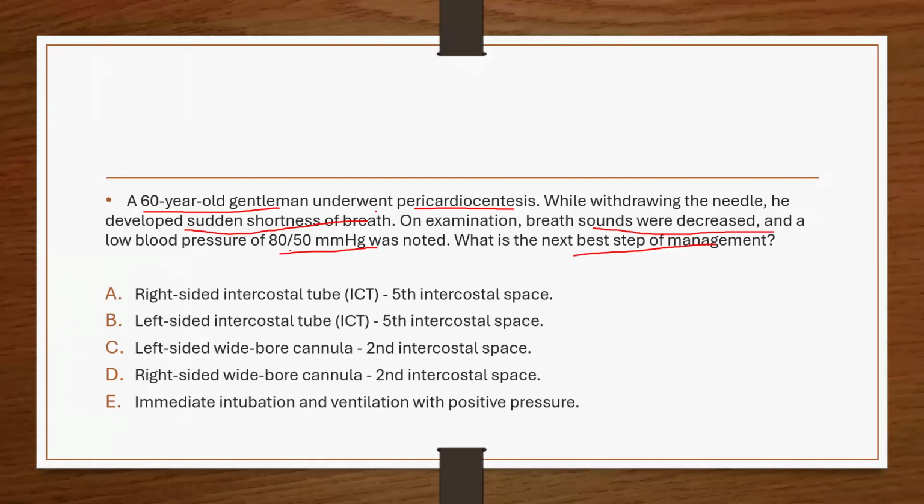Okay, so here what do you have? You have a 60-year-old gentleman. He had undergone pericardiocentesis, and while withdrawing the needle, he developed this sudden onset of shortness of breath. So I saw one doctor has correctly mentioned this is a case of pneumothorax. Actually, it's a pneumothorax induced by us, the healthcare personnel, by accident when the needle is being withdrawn.